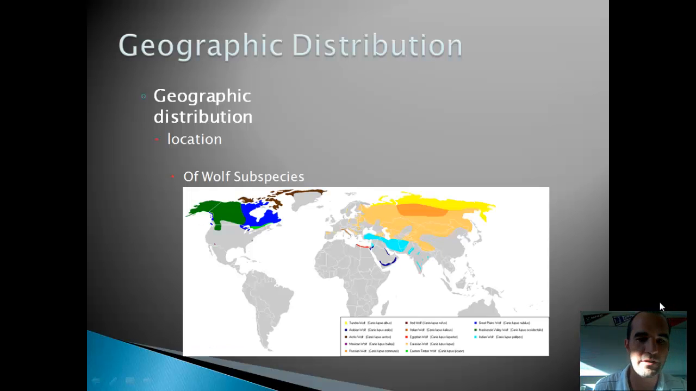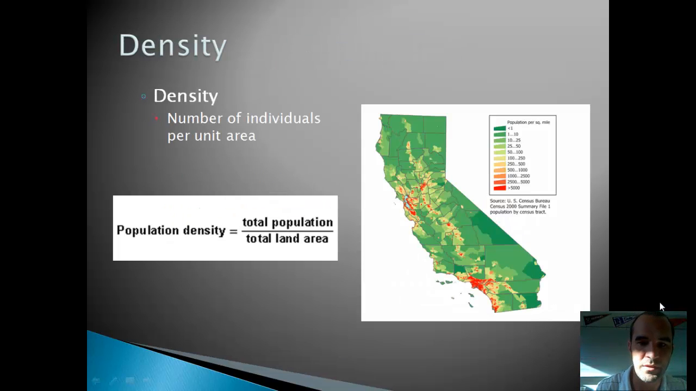So let's look at geographic distribution, and basically it's just the location. In my example, I gave you wolf subspecies. So if you can look, they've taken the map and they've shown you with different colors each one of the wolf subspecies, and then it's geographic distribution, where on the planet you could find that animal.